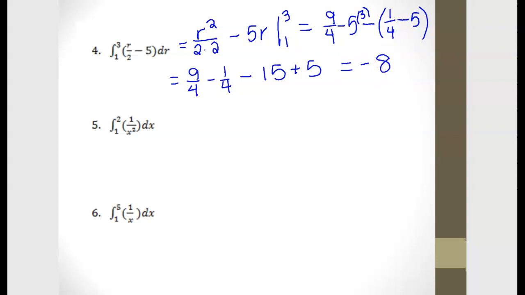So what that tells me is that the area above versus the area below, it is more below than it is above.